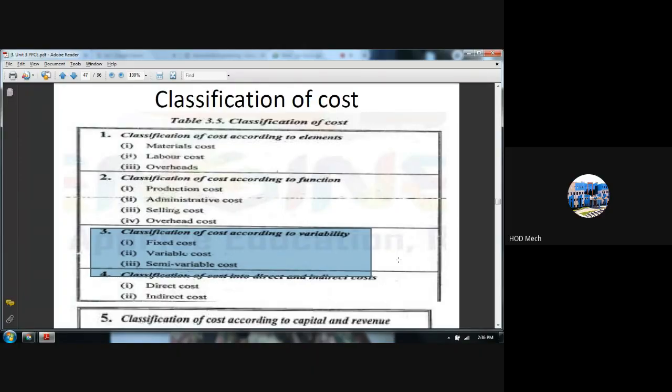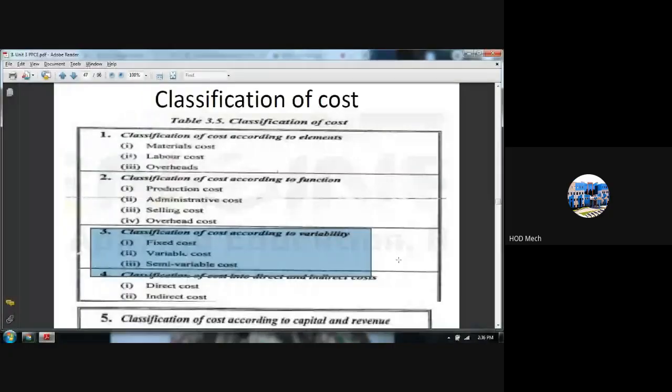Now, see what variabilities there are. One is fixed cost, another is variable cost, and semi-variable cost. So don't worry about this term. We will be coming to it in the next slide, how it is being defined. What do you mean by fixed cost? You cannot change it. It remains the same, right? So that is fixed cost.